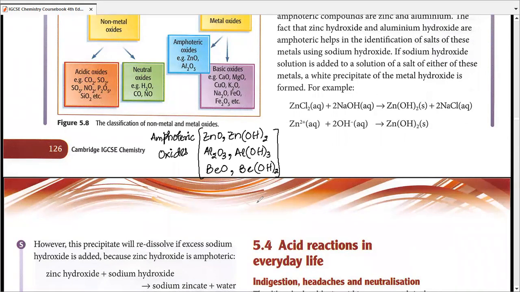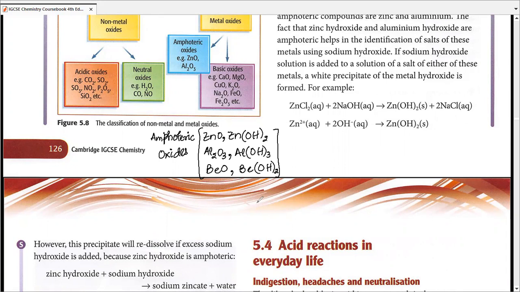Now, beryllium is something that you're going to see as an example in a really, really old paper, way back, like 10 or 11 years back, just once. However, zinc and aluminum examples are the most common ones and have been discussed in past papers way too many times.